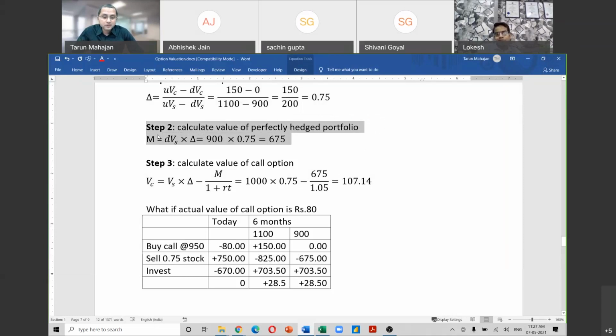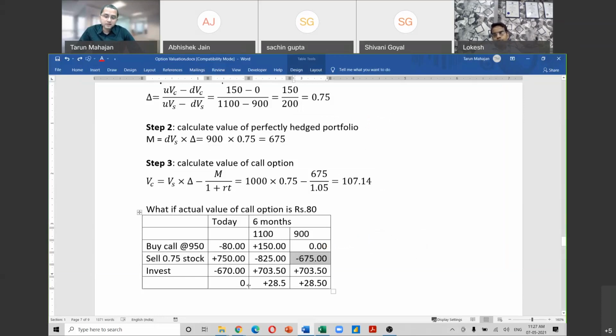And the formula was downside value of stock multiplied by delta. So this is downside value of stock 900 multiplied by delta 0.75. Hence it is 675. So that's the shortcut to calculate value of perfectly hedged portfolio.